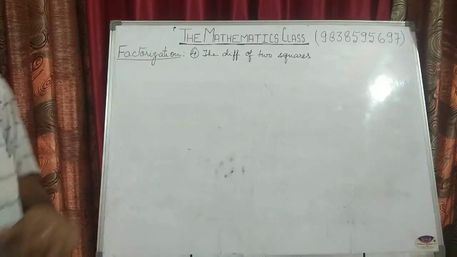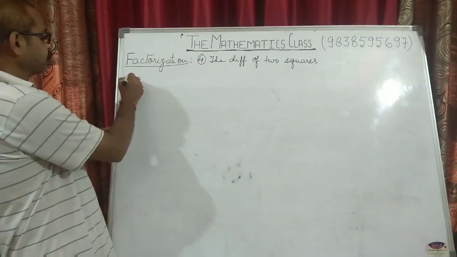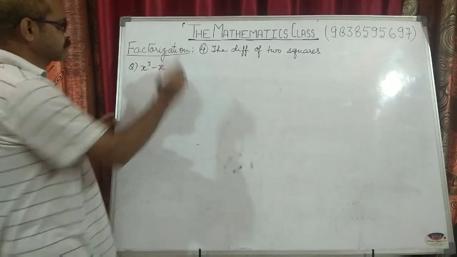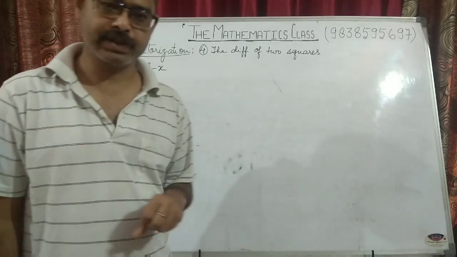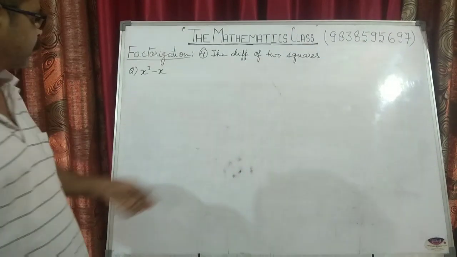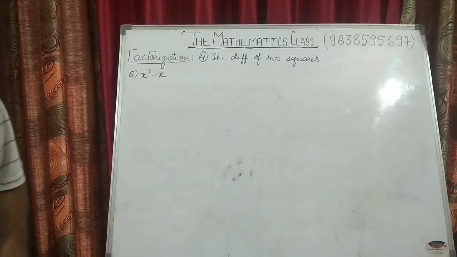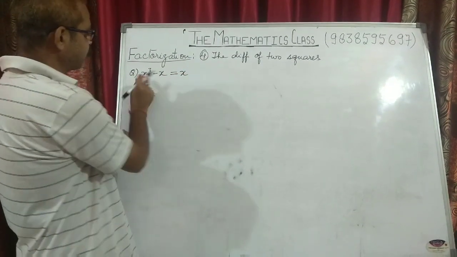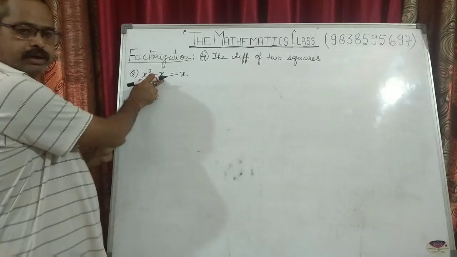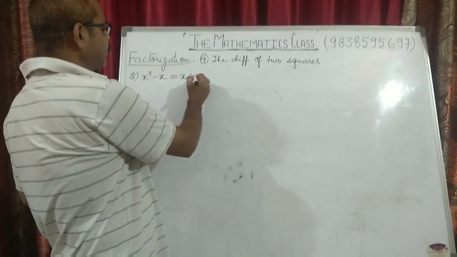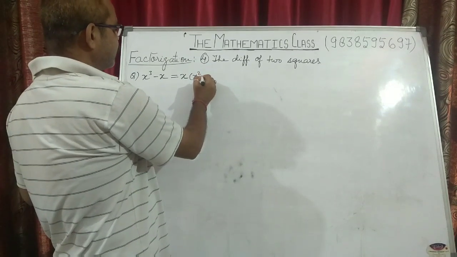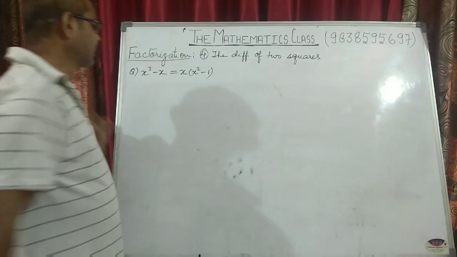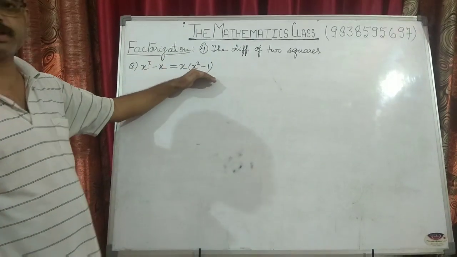Let's say the question is x cube minus x, and we have to factorize it. What we can do in this is we can take x common, because from both these terms x is there. It can be written as x times x square minus, nothing is left, or you can say 1 is left. When x is taken common, this is left.